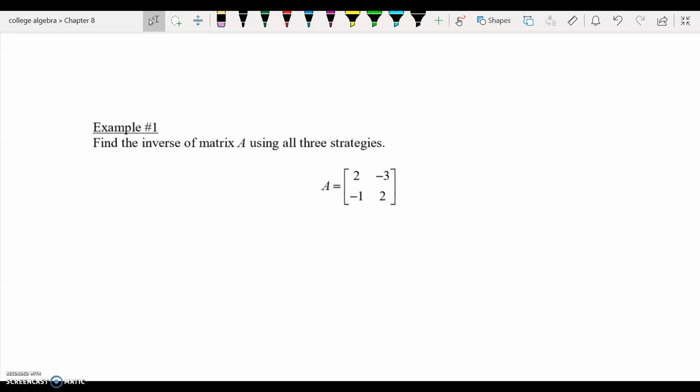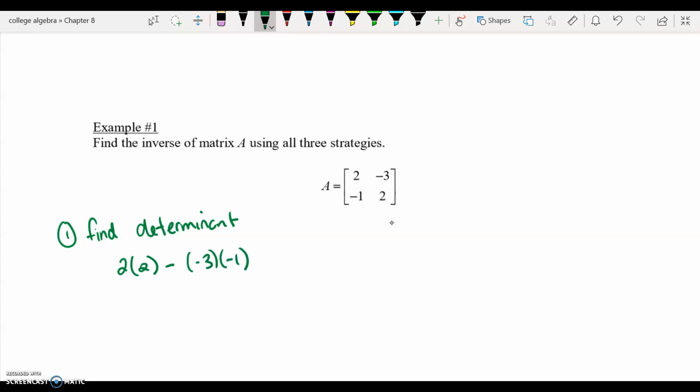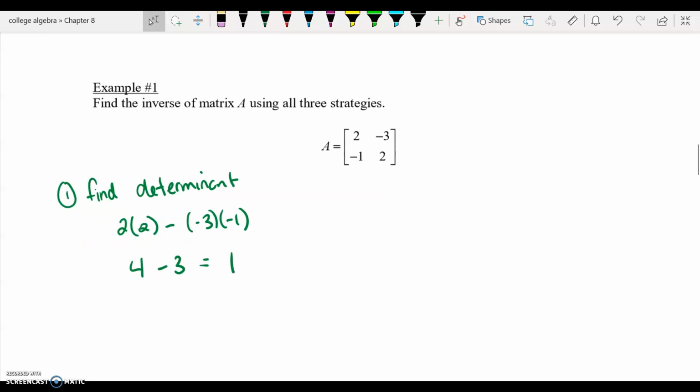Your first step is you find the determinant. So step 1, find determinant. I would do 2 times 2 minus -3 times -1. So 4 minus 3, which should equal 1. And then you put that number under 1.